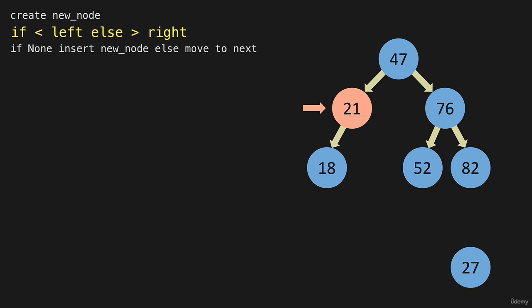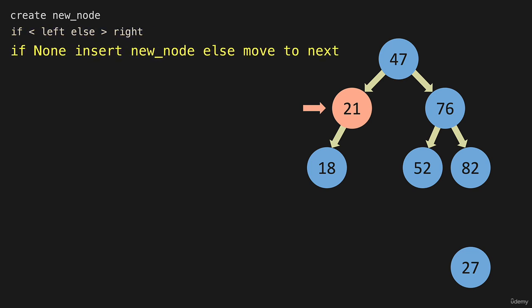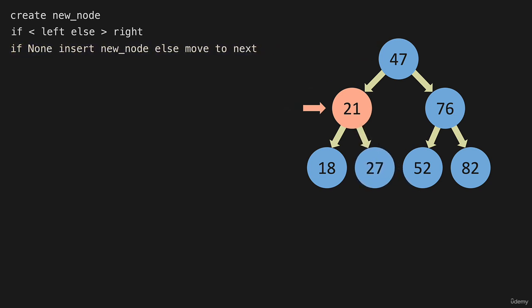So we're going to do this again. If it's less than, we go left, else it's greater than, and we go right. So in this case, that's going to be to the right. And when we go to the right, we have to determine, is that spot empty? Is 21 right equal to none? If it is, we're going to insert it. And in this case, it is.